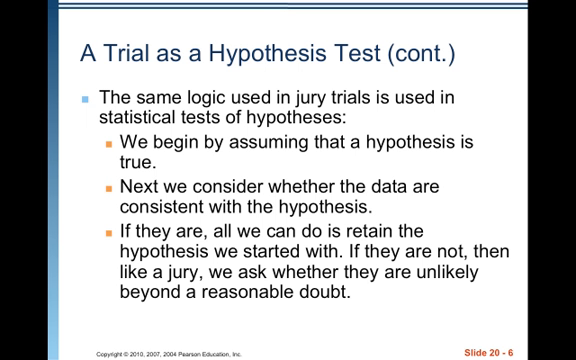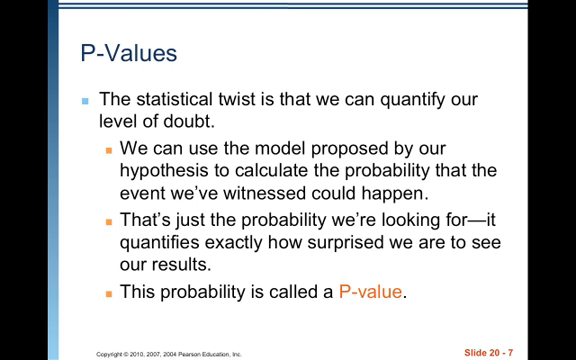We begin by assuming that a hypothesis is true. Next, we consider whether the data are consistent with the hypothesis. If they are, all we can do is retain the hypothesis we started with. If they are not, then like a jury, we ask whether they are unlikely beyond a reasonable doubt. The statistical twist is that we can quantify our level of doubt. We can use the model proposed by our hypothesis to calculate the probability that the event we've witnessed can happen. That's just the probability we're looking for. It quantifies exactly how surprised we are to see our results.